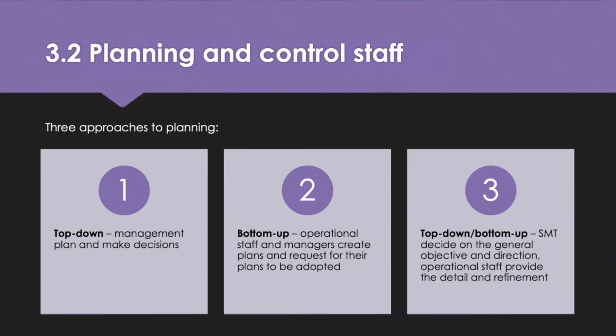The bottom-up is where operational staff and managers create their plans and inform, request or compete for their plans to be adopted and for those resources to be made available. So this can result in unrealistic requirements or a need to prioritise and coordinate, which may make some plans very difficult to enact. And the third one is top-down, bottom-up.